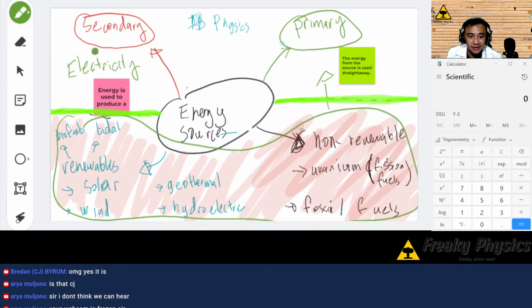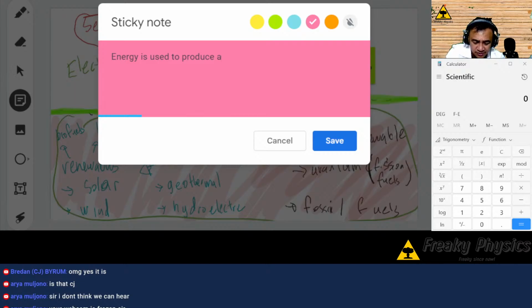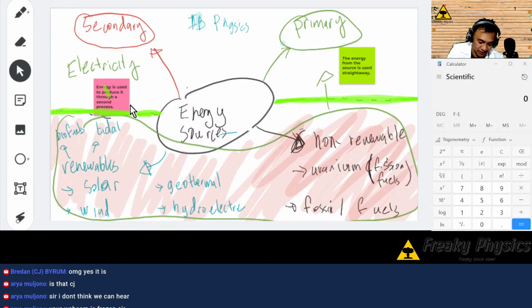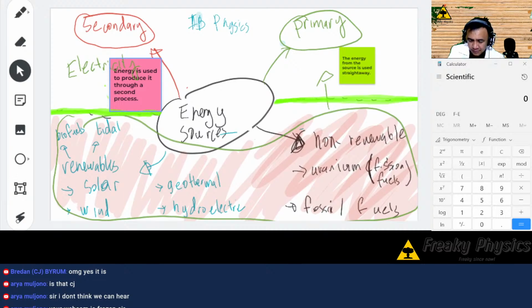Okay, is this clear? I think this is pretty straightforward. Do you understand why electricity is secondary? So electric energy is used to produce. Something needs to be made in order to make electricity. Exactly, the energy has to be converted to something else and then to electricity, chemical to electrical. But for primary, like fossil fuels, you could just start taking energy out of it, straight from the source, basically.